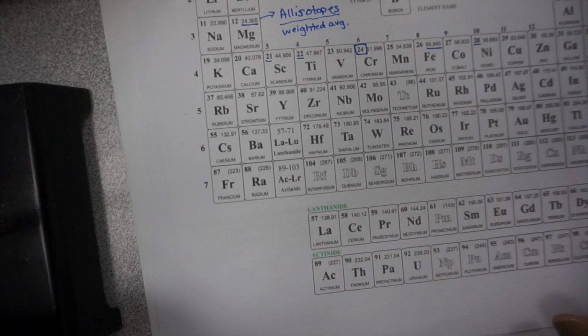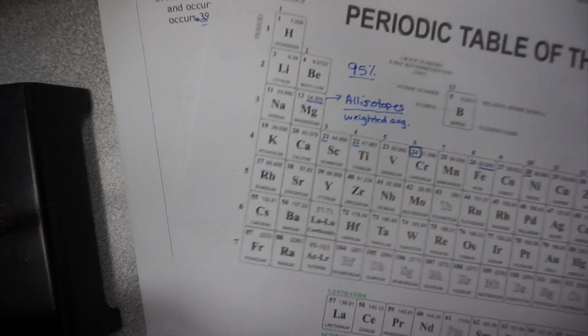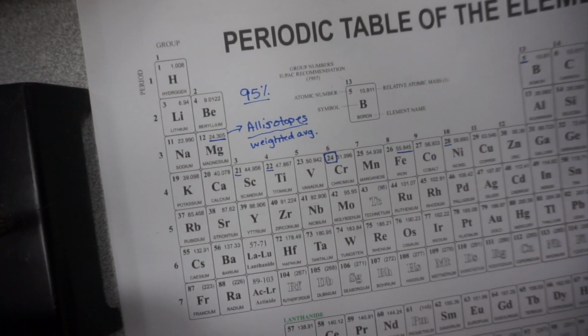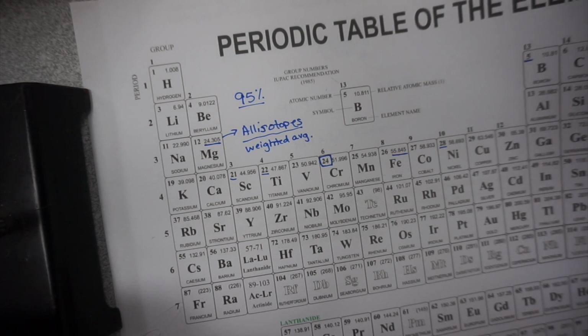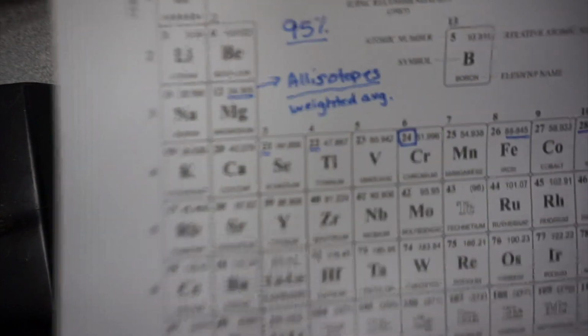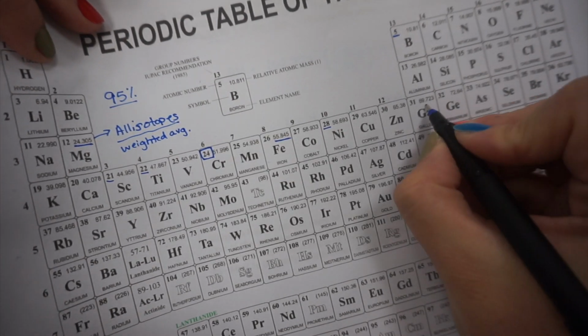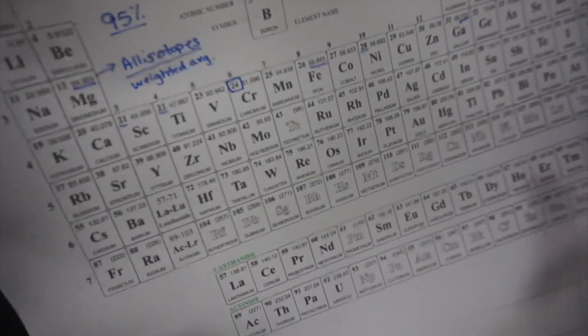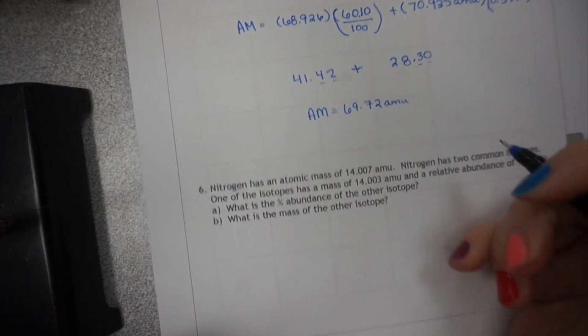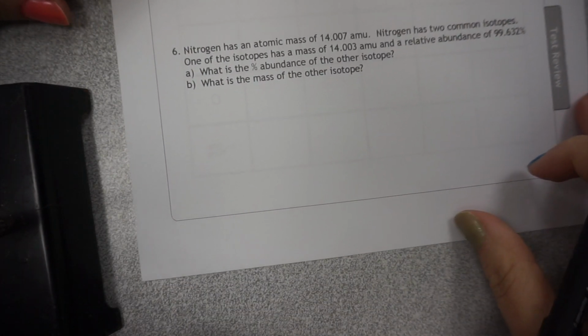If for fun, let's look at what 69.72 might be. That might be gallium. Okay, just right here. Might be gallium. Okay, moving on. Let's do another one.